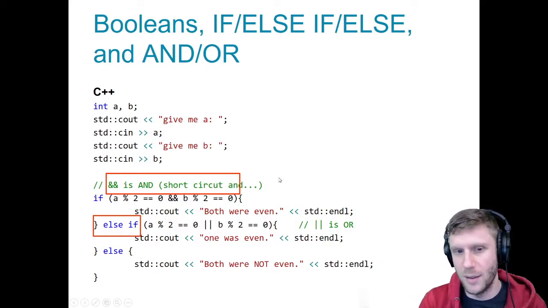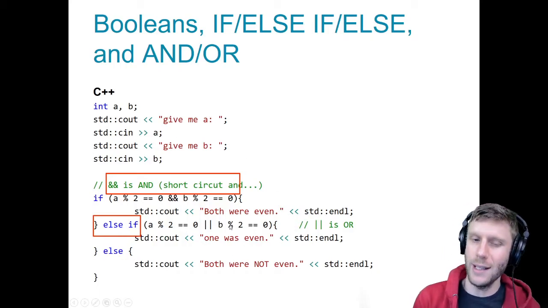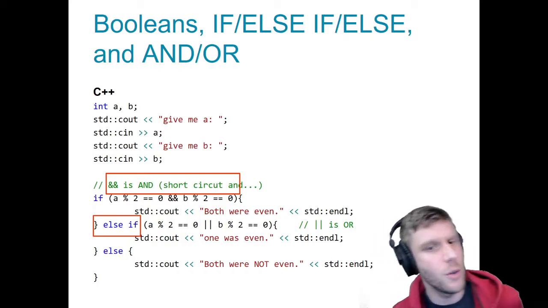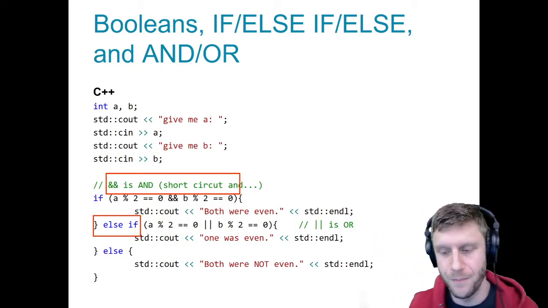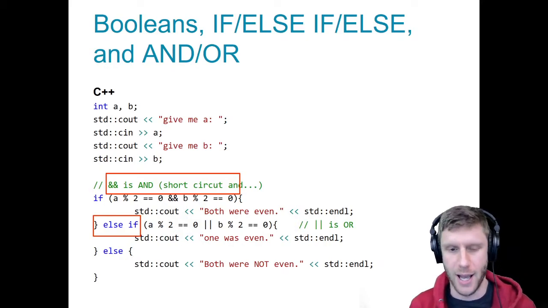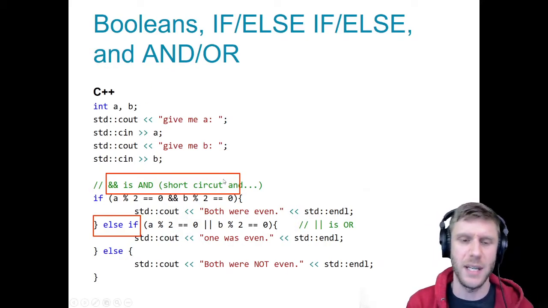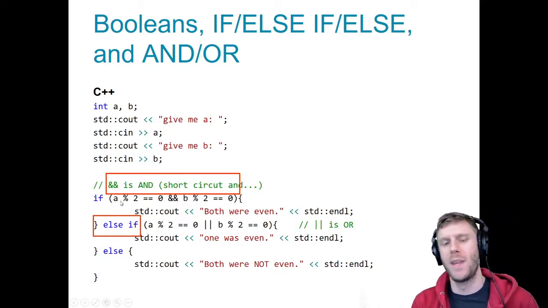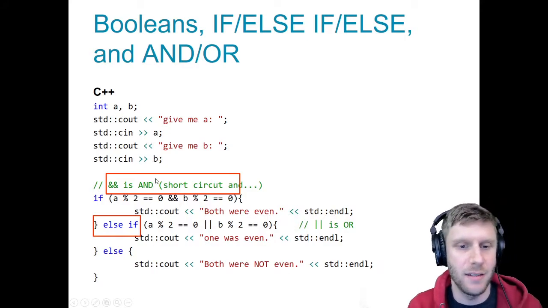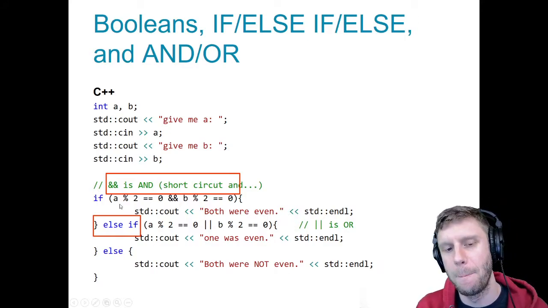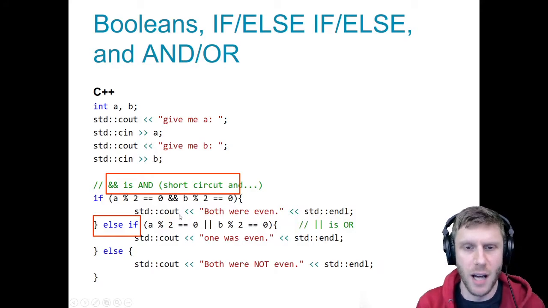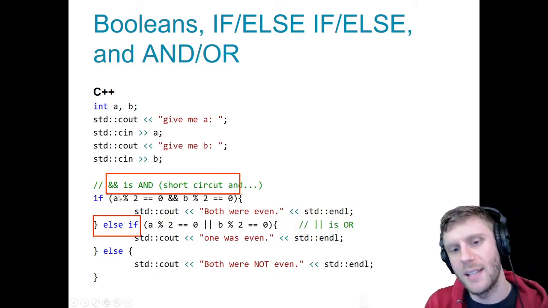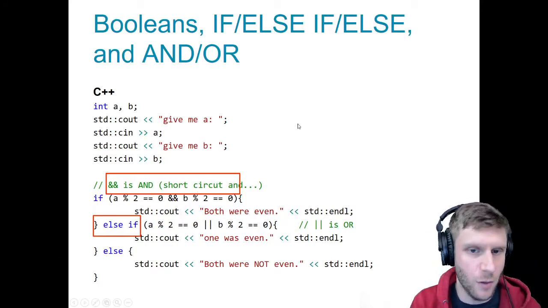Everything here would work. But there's actually a pretty neat thing that's going on in the back when you use two ampersands or two pipes. They call it a short circuit and, or a short circuit or. And what this means is, imagine for a second, let's say A is 11. Is A even? Well, of course not. A is 11. 11 is not even. So I'm asking the question, is A even and is B even? That's effectively what I'm asking.